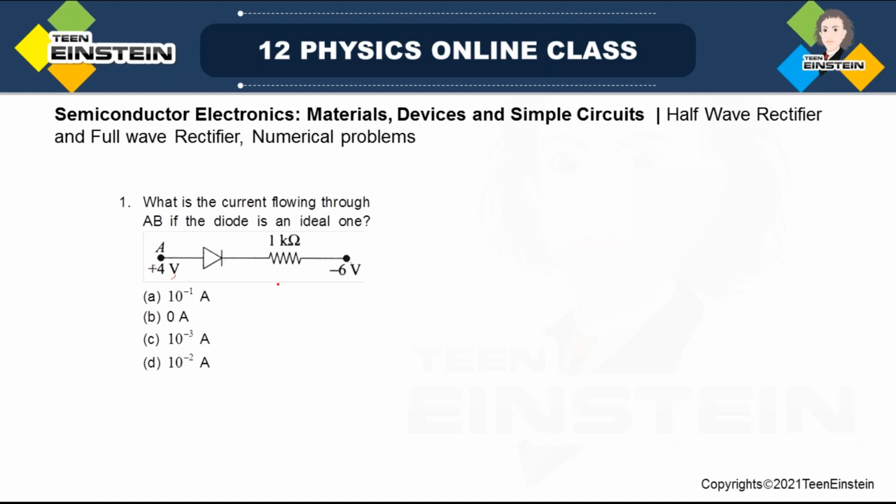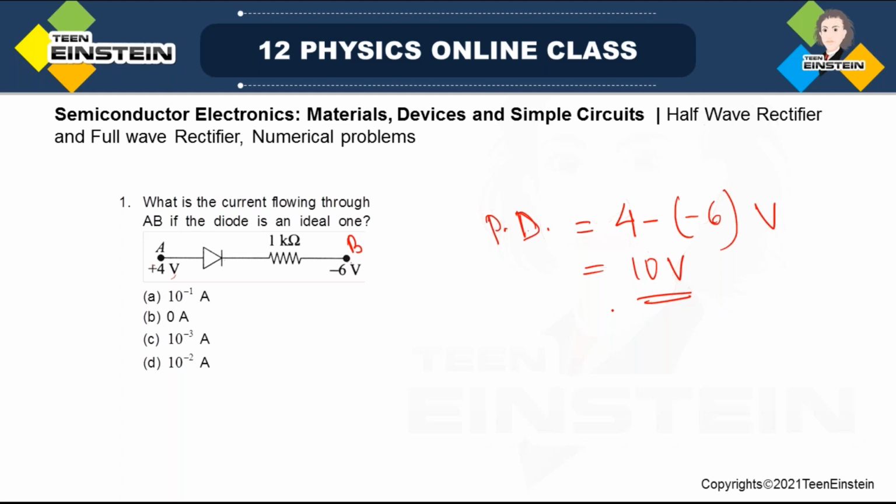Okay, so first of all, what is the potential difference? This is negative, this is positive. Actually this is point B. You are asked to calculate the current through AB. So what is the potential difference? 4 minus of minus 6. So you get a 10 volt potential difference.